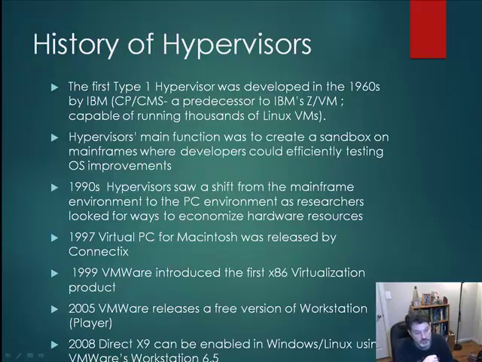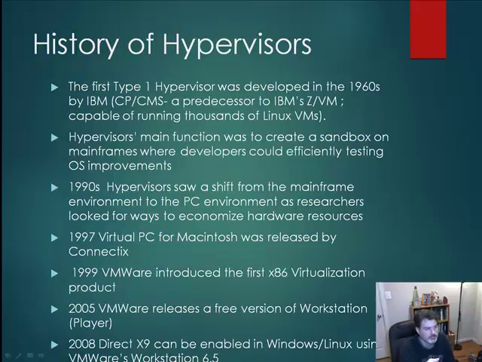You didn't see a lot of change in hypervisors for 30 years. It wasn't until the 1990s, when researchers started looking for ways to maximize the use of hardware resources, that we saw a shift of hypervisors from the mainframe environment to the PC environment. During this time, in 1997, after several years of research, Virtual PC for Macintosh was released by a company called Connectix. It was kind of a big deal at the time.